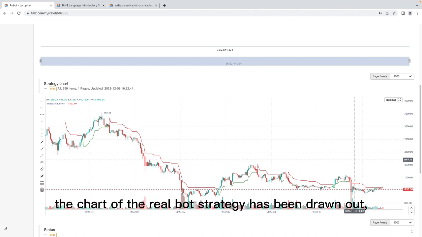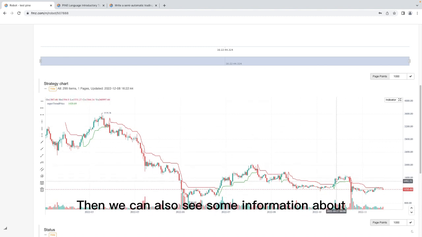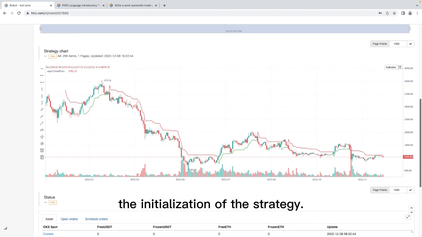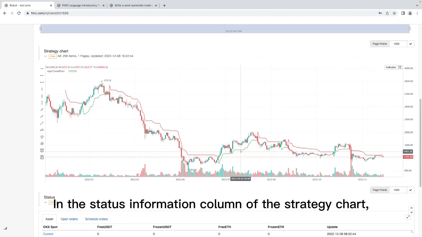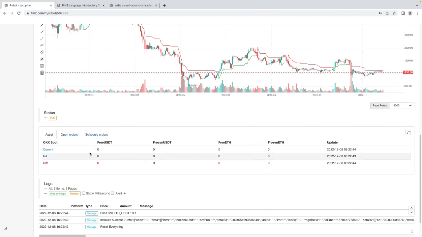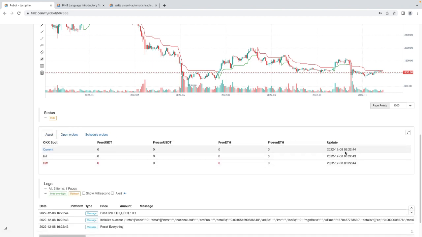You can see the chart of the robot strategy has been drawn out. That is a chart of super trend here. Then we can also see some information about the initialization of the strategy. In the status information column of the strategy chart, we also see the assets of the account, initial assets, available assets, and entry orders.